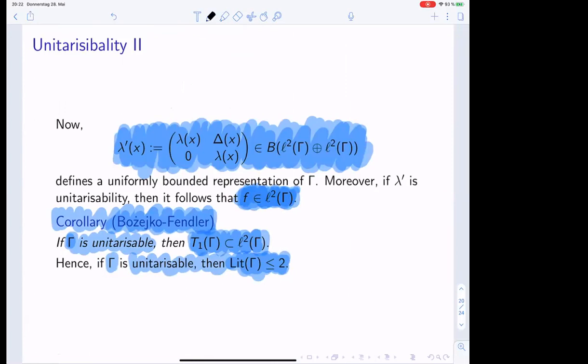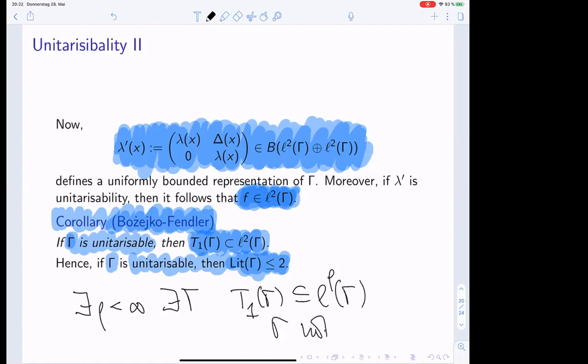One of the results that I will speak about on the last slides is: there exists a p less than infinity, and there exists a group gamma, so that T1 of gamma is contained in LP of gamma, and gamma is not amenable. That's the best that we can do, but we don't get p down to 2. That p is bigger than 2, yes, definitely bigger than 2. Thank you.